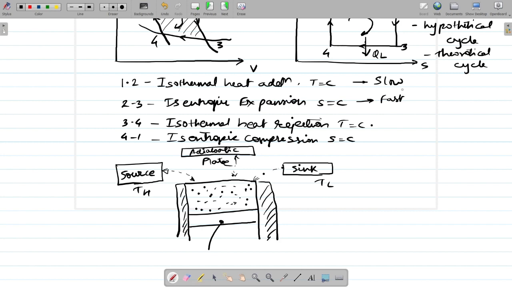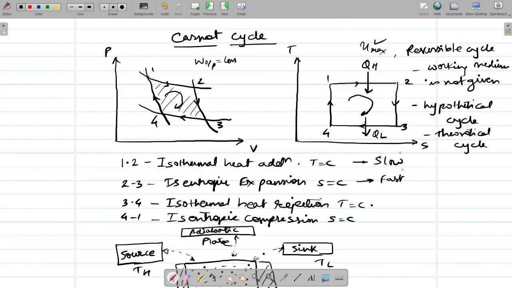After the heat rejection, we will remove the sink, and then bring the adiabatic plate in contact with it, and make the 4 to 1 process, which will be isentropic compression. In this way 4 processes are completed: isothermal heat addition, isentropic expansion, isothermal heat rejection, and isentropic compression. These 4 processes constitute a cycle, which we call the Carnot cycle, and it gives you the maximum efficiency.